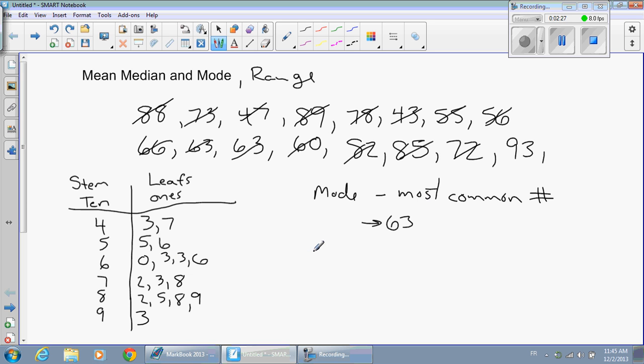All right, next is the next easiest, range. And there's 2 ways to do range. We start from the absolute lowest number and go to the absolute highest number. So the range, the lowest to the highest. So for this first method of doing the range for this particular set of values is 43 to 93.